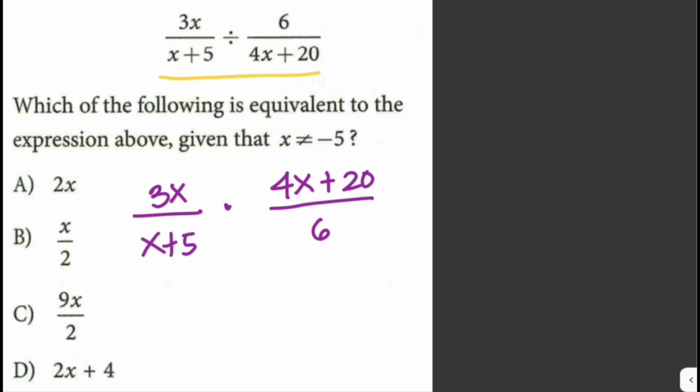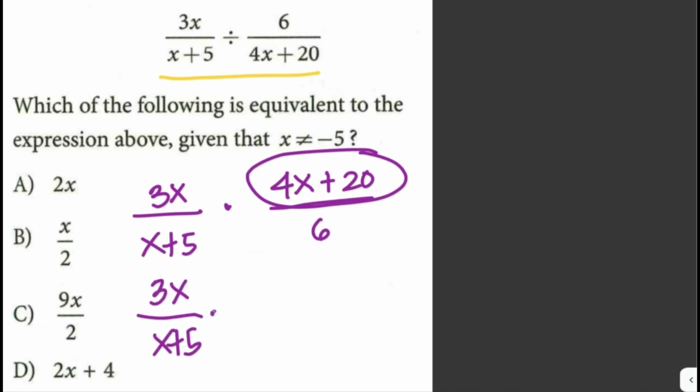And then we can factor factorable expressions here. We only have this expression here, which is factorable, so we can factor out 4 here. So we have 4 times x plus 5 over 6. And then we can cancel out x plus 5.